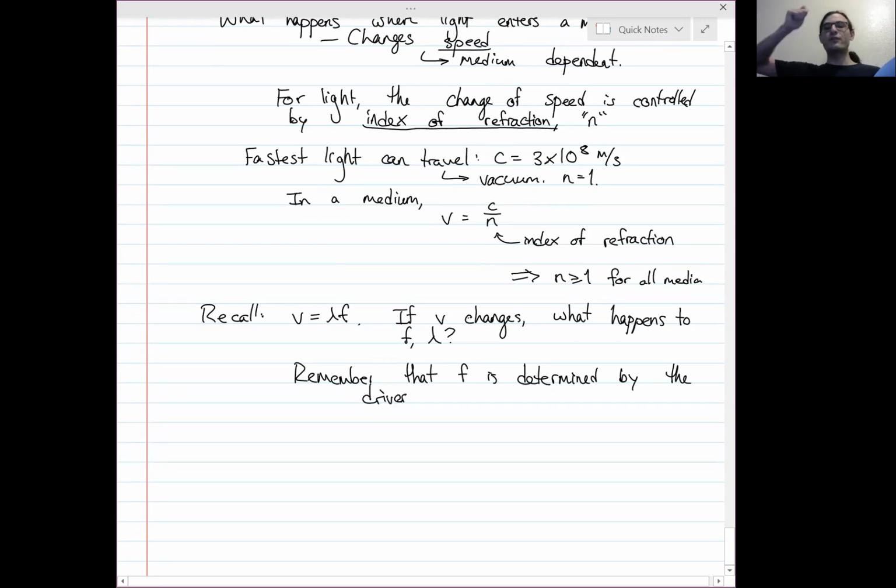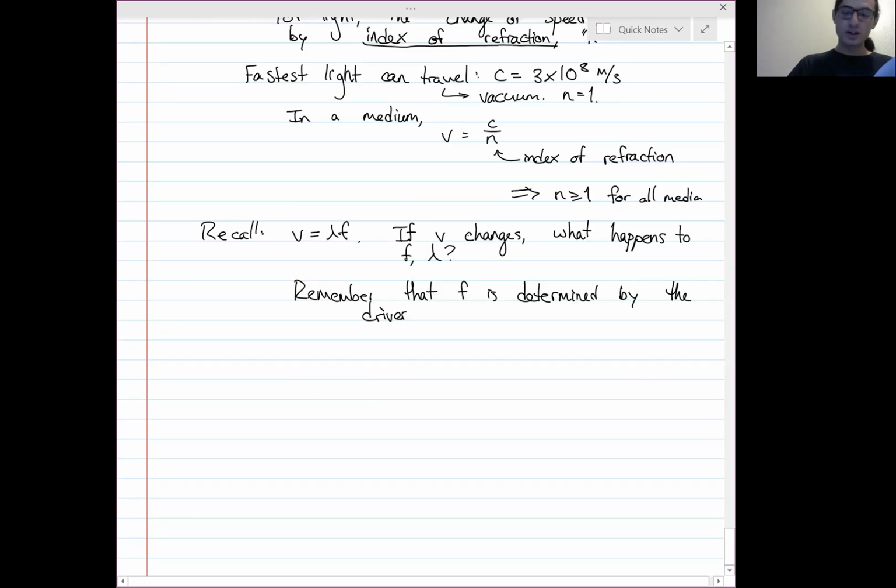For example, if you wave your hand on a string quickly, it'll produce a high frequency wave. If you wave it slowly, it'll produce a low frequency wave, equal to the frequency at which you oscillate your hand. So it shouldn't depend on the medium. So f shouldn't change. The same is true for light, by the way. The frequency shouldn't depend on the medium. It's the wave speed that depends on the medium.